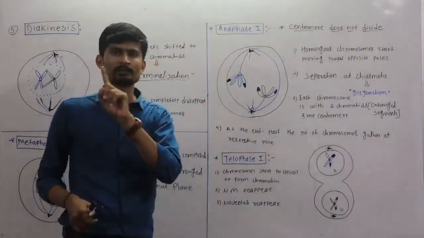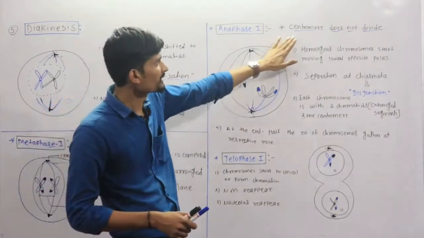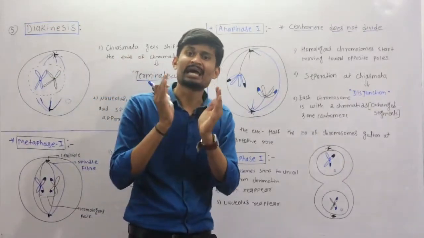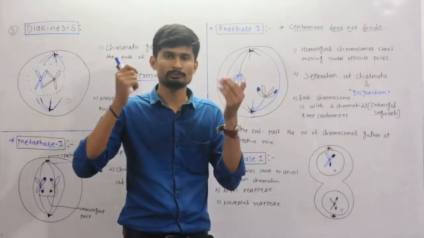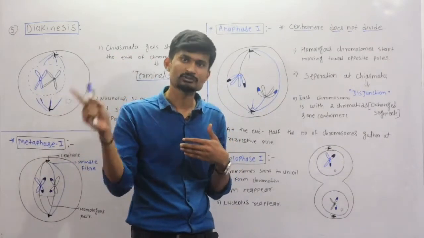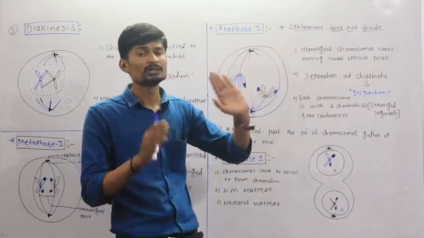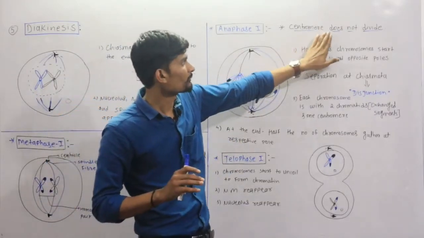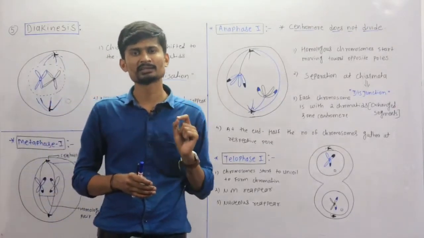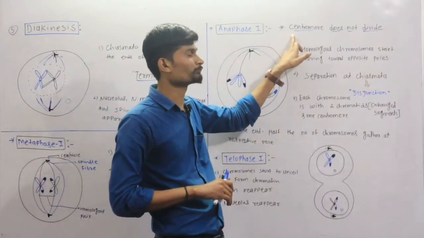Now, important, the anaphase first. One point you have to remember is that the centromere does not divide in anaphase first. We have seen in mitosis, in anaphase there is division of the centromere; the centromere splits, that is a characteristic feature of anaphase in mitosis. But in anaphase first of meiosis first, the centromere does not divide, and due to this it is a reduction division. You know that meiosis is a reduction division, meaning the chromosome number becomes half. So this point is important.